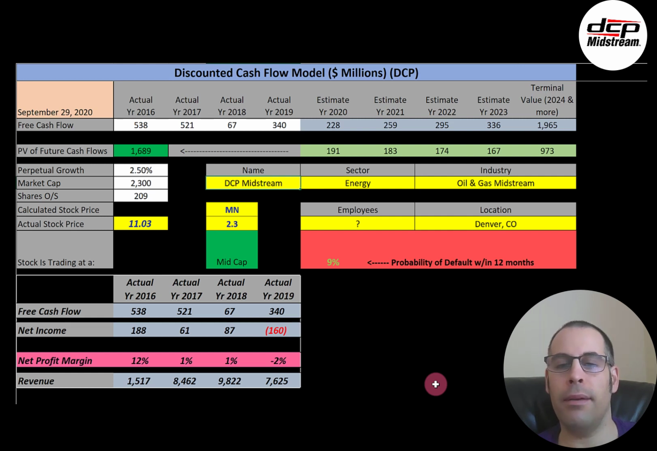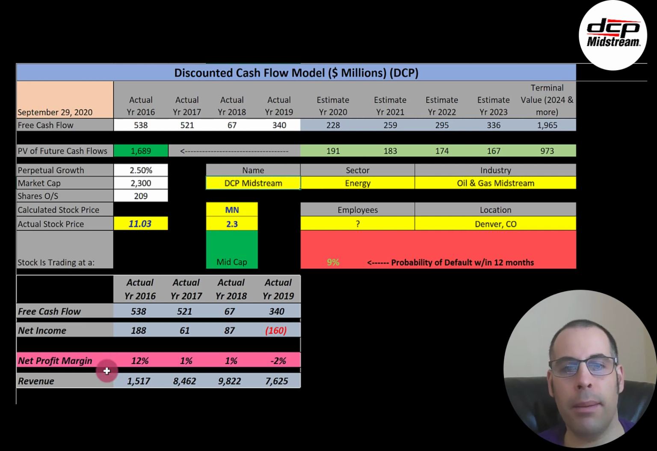To qualify as an MLP, the business must receive 90% of its revenue from natural resources or real estate. An MLP issues units instead of shares, so MLPs have no equity. The way I figure out the equity to calculate some of the ratios is I take the total assets minus total liabilities. Let's get started with the model.